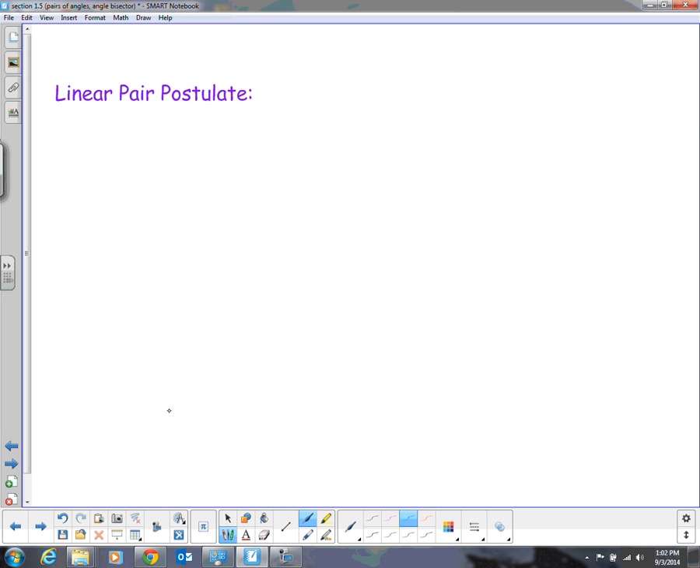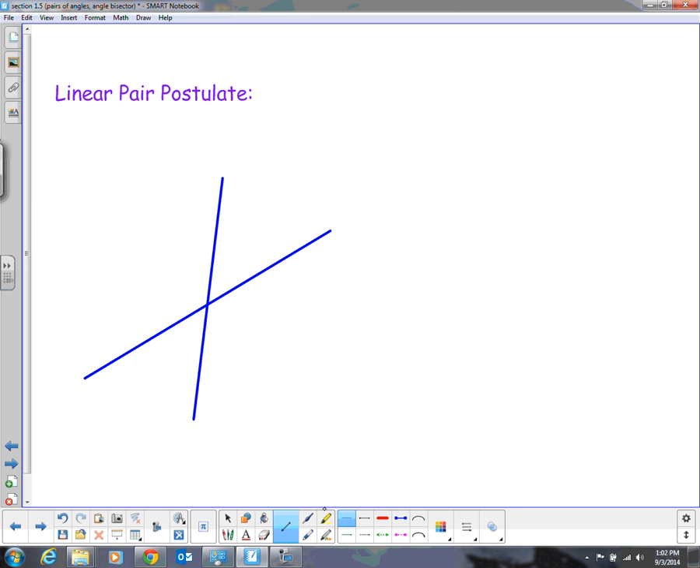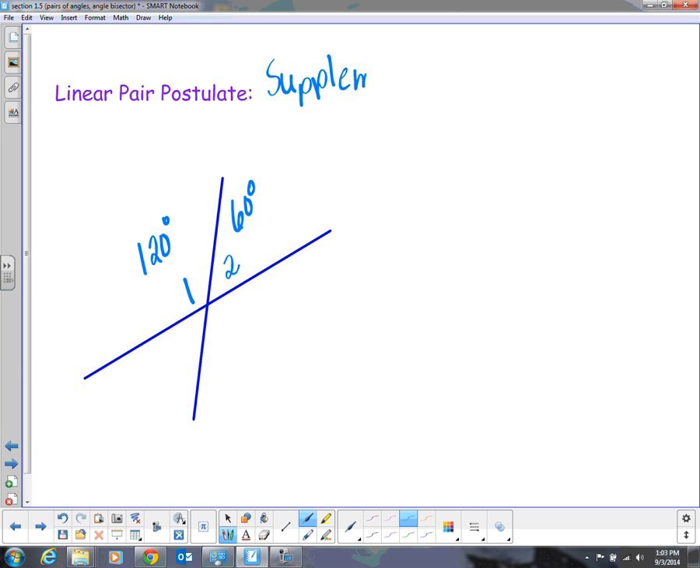All right. Then the second investigation had to do with linear pair angles. This is angle 1 and this is angle 2. They form a linear pair. A lot of you should have measured your angles, and you found out that if this was 120 degrees, this was 60. In other words, they have a supplementary relationship.